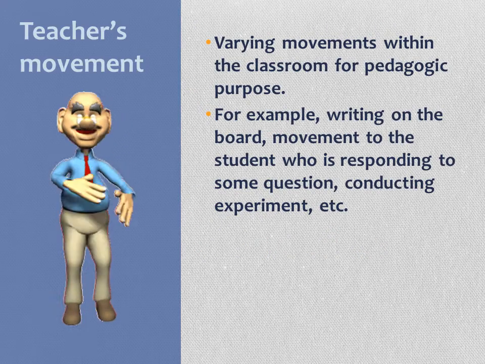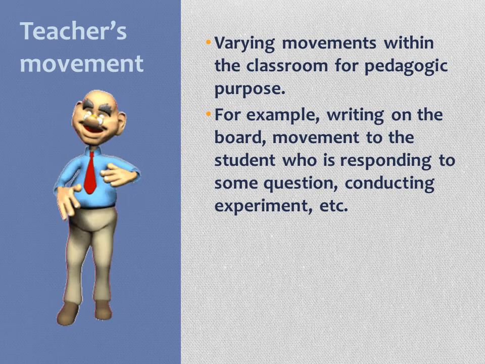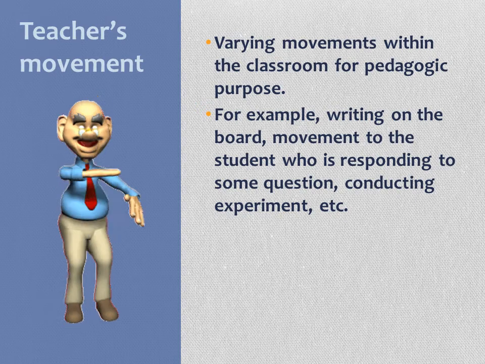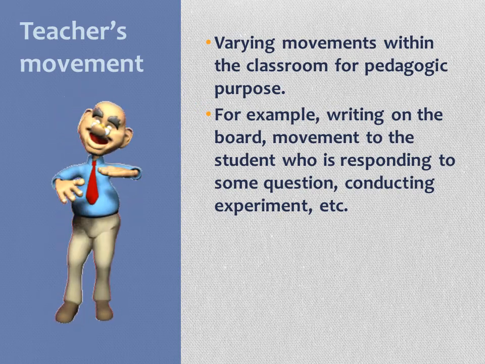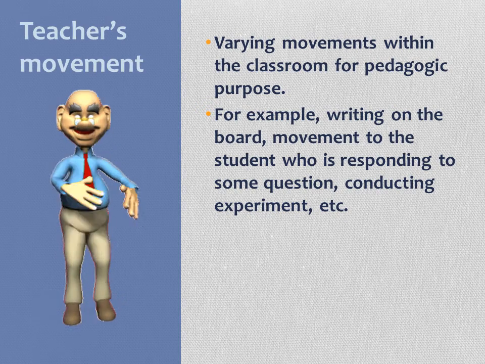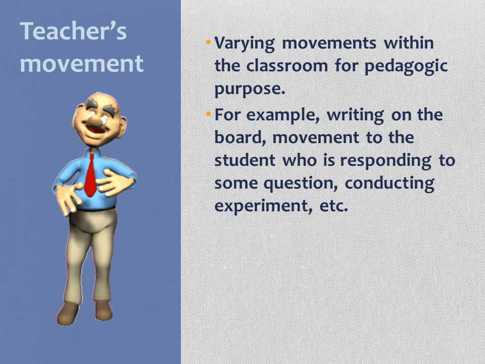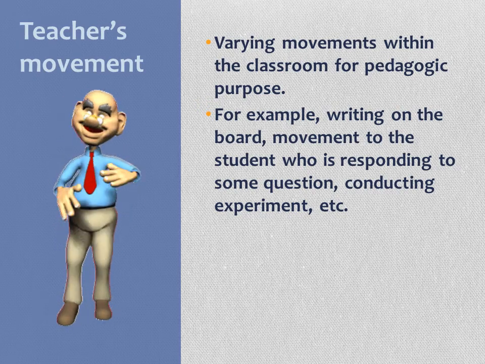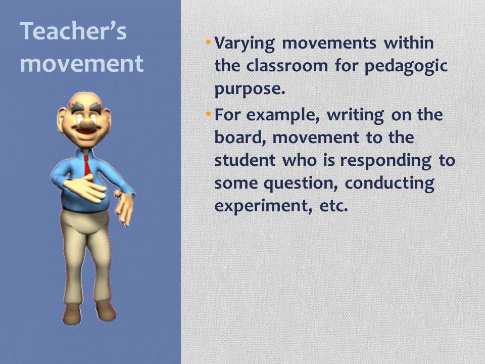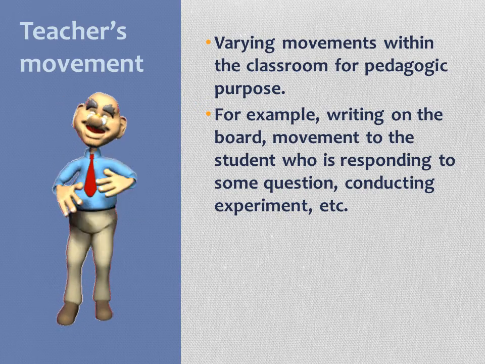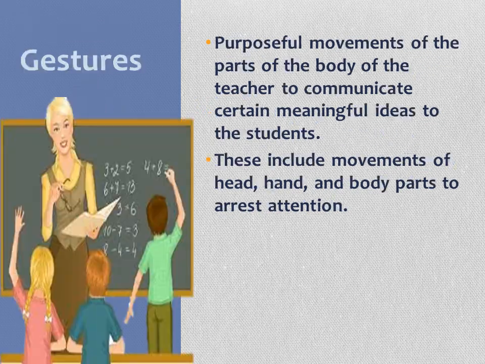The first component of this teaching skill, the skill of stimulus variation, is varying movements within the classroom for a pedagogic purpose. For example, writing on the board, movement to the student who is responding to some question, conducting an experiment, etc. So these are the components included in the skill of stimulus variation.